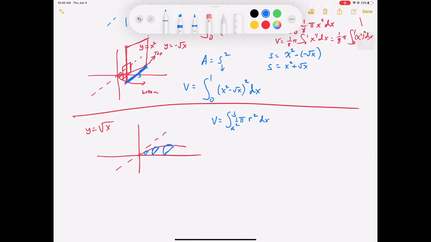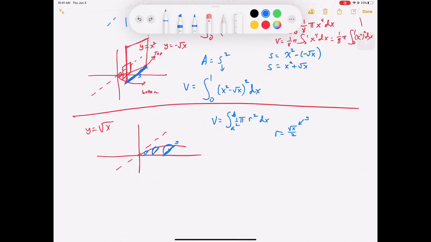We want to figure out what our r value is, because the r value isn't the y value, it's half of it. So it's going to be the square root of x over 2. That's my radius. Square root of x is my y value, the full length. But we don't want the full length. We want to cut that in half because we just want the radius.